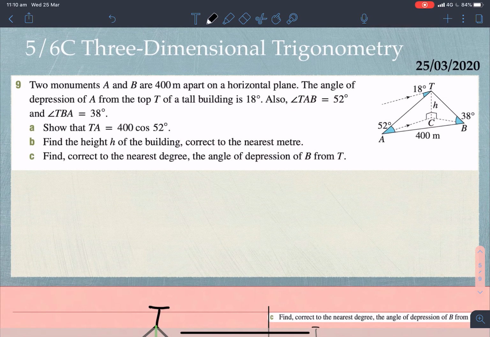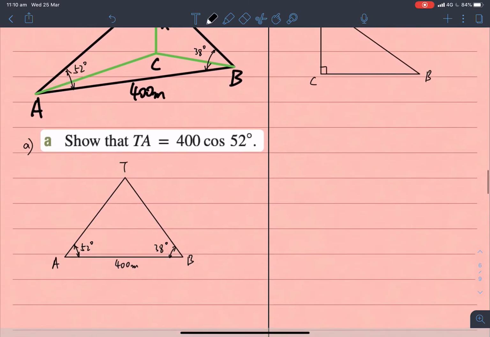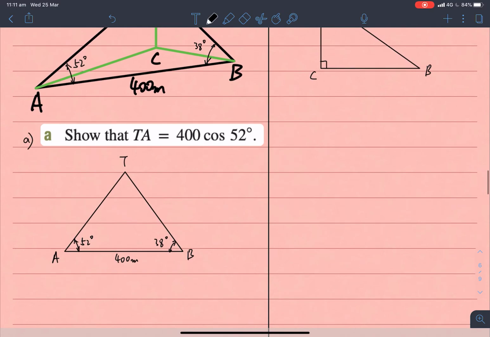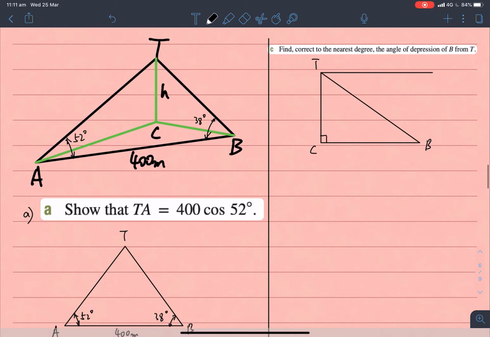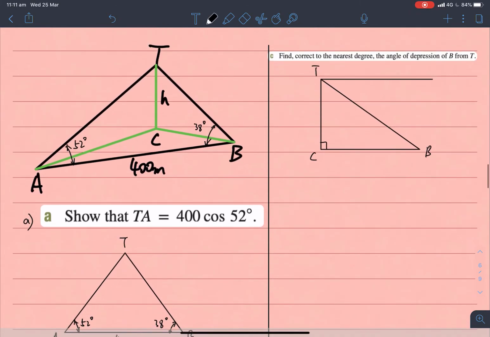This is probably one of the typical questions that we need to look at. The angle is everywhere, but if we take it slowly, I think we can find it out easily. For the first one, TA equals 400 cos 52. We see 52 here and 400 here. It hints that we're using triangle ABT. Let's draw triangle ABT first, and fill out the information: 400 as AB, angle TAB is 52 and TBA is 38.